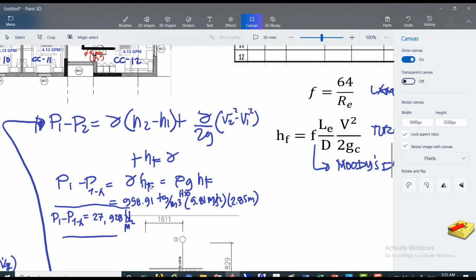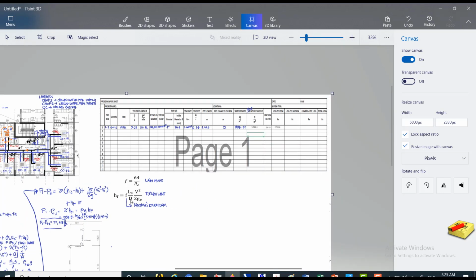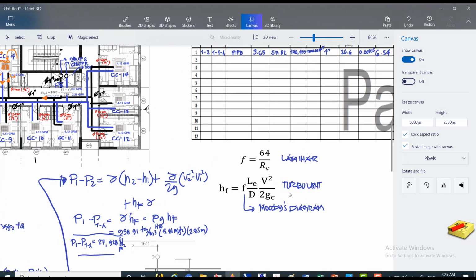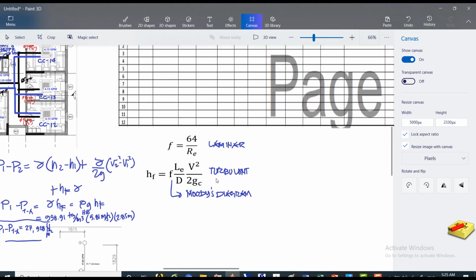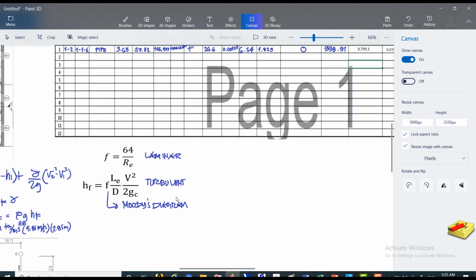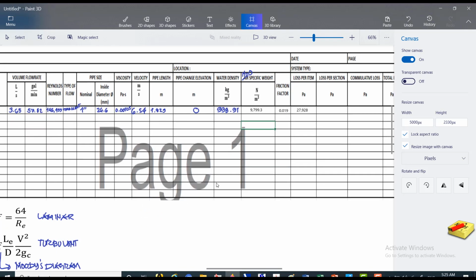So the specific weight times your HF, which we already got earlier. So that will be the value required to get the value.